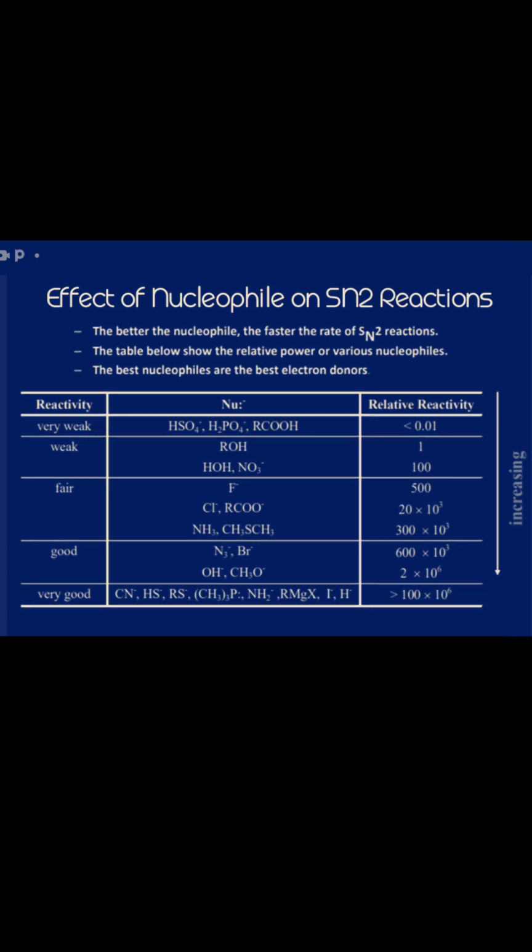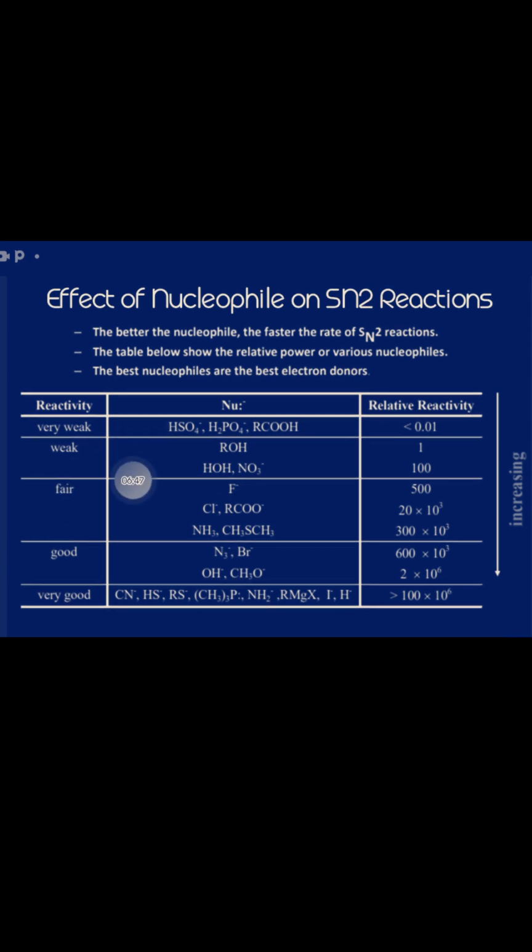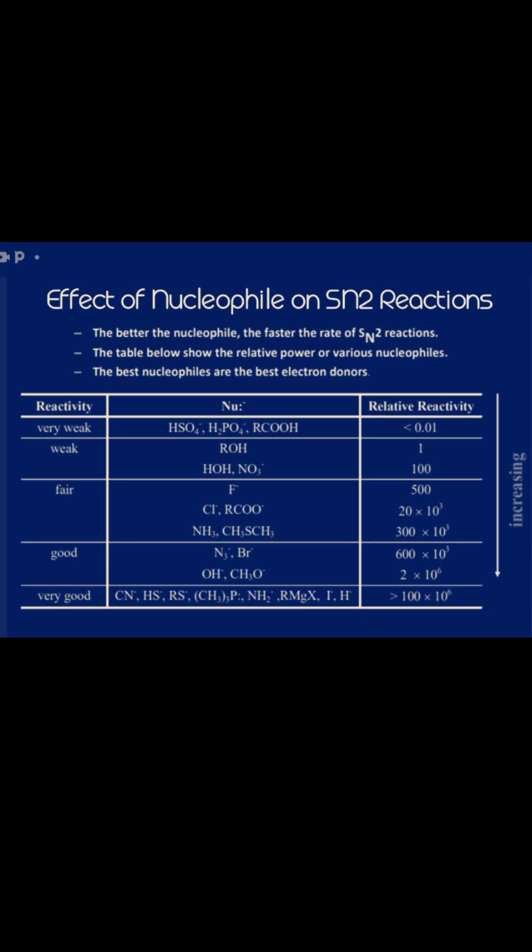For example, CN has greater than 100 multiplied by 10 power 6 relative reactivity. And a very weak nucleophile you can see here, HSO4, that has less than 0.01 relative reactivity, and the rest you can see as the effect of nucleophile on SN2 reaction. So this is the effect of nucleophile on SN2 reaction.